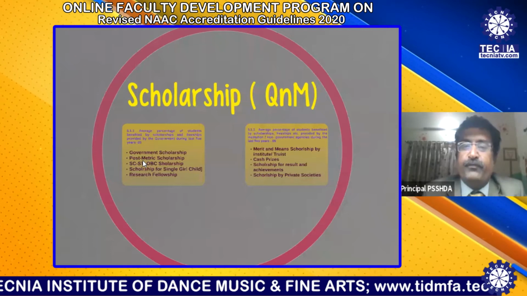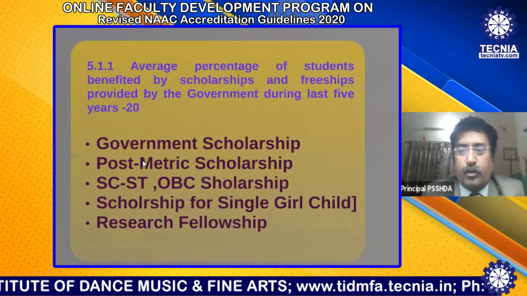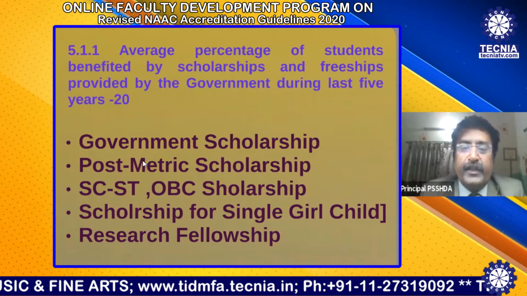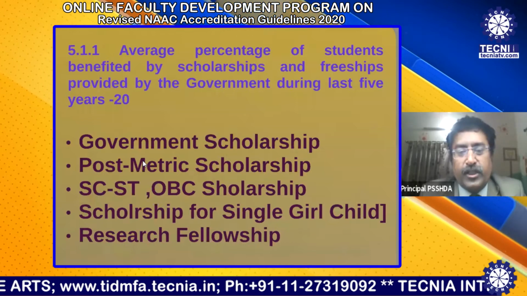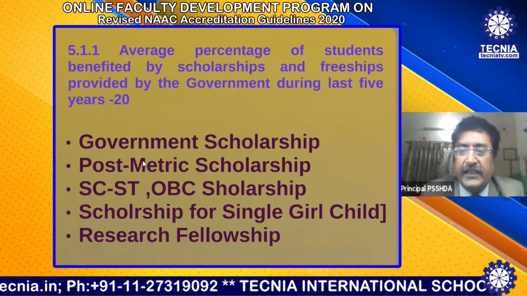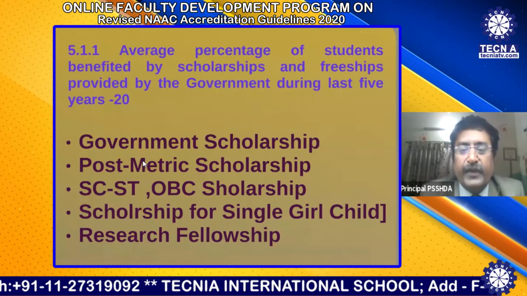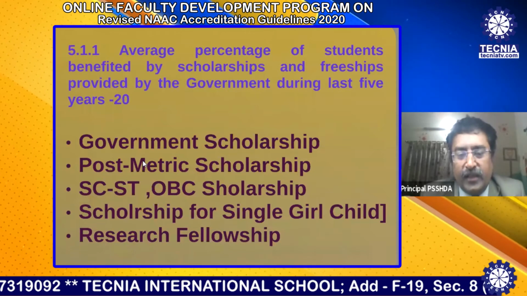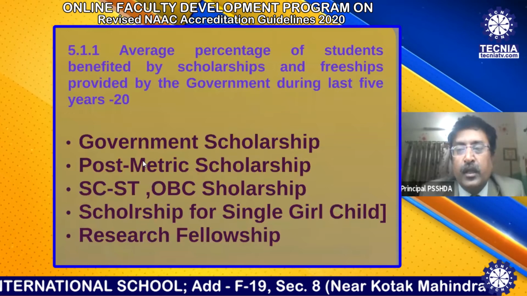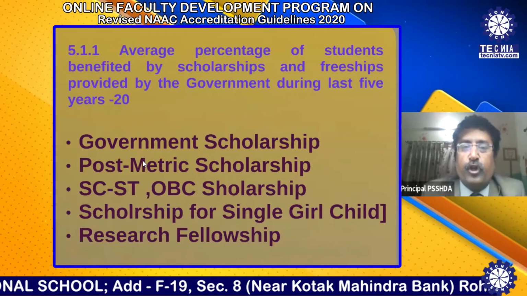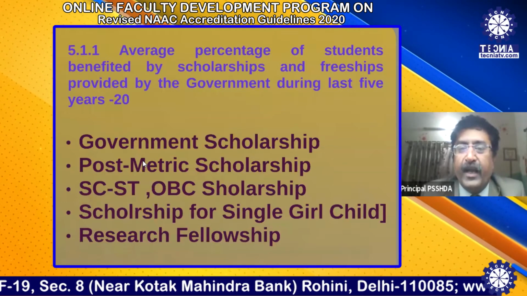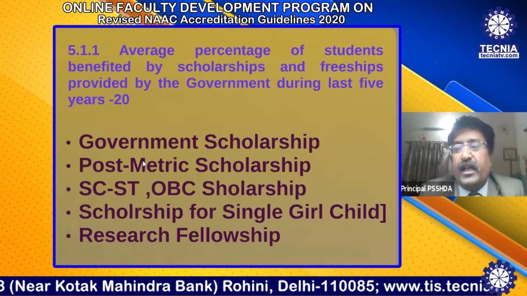For scholarships, the first part is QnM, the quantitative metric. We have many kinds of scholarships for students. Government scholarships, that is the post-matric scholarship, for SC, OBC, NT, DNT, and various other government scholarships. Scholarship for a single girl child, then any other research scholarship. All these scholarships are from the government sector. So this question is on the average percentage of students benefited by scholarships and freeships provided by the government.